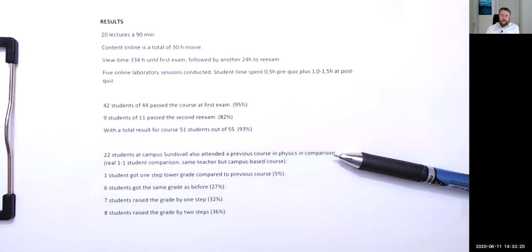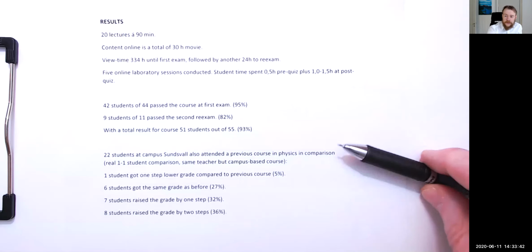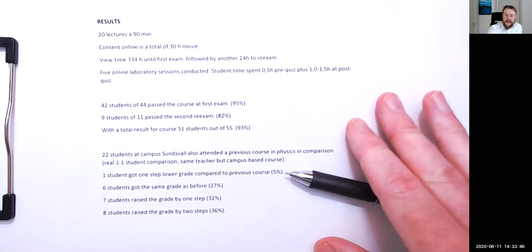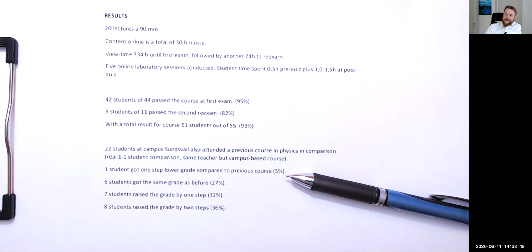The physics on this campus is given in two following courses. So there's course 1 and course 2. The second course is the one that I'm talking about here, that is completely web-based. So we could compare one by one, student by student, how the performance was in a campus-based system versus this web-based system.